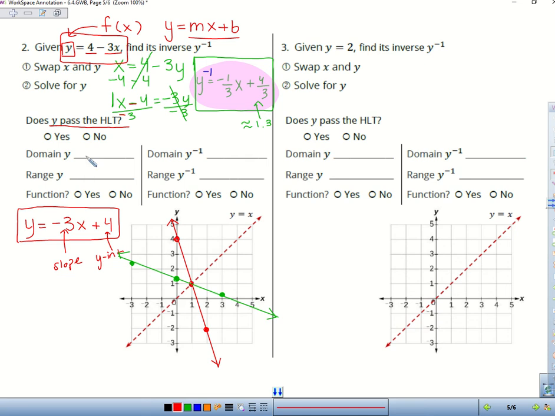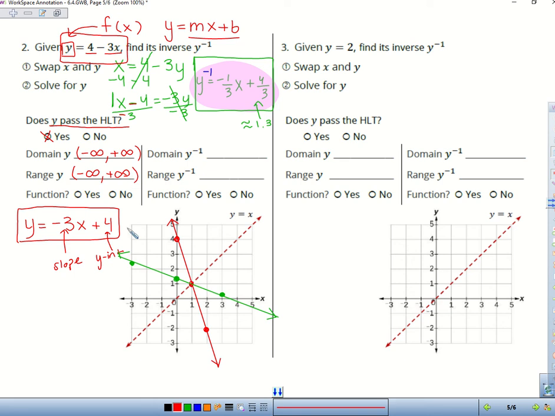Anyone? Does this graph in the red pass the horizontal line test? Yeah, it does, right? It's just a linear function. There's no reason it wouldn't pass the horizontal line test. It's only going to hit one point. And all linear functions have a domain of all real numbers, as well as a range of all real numbers. That's because it goes left forever, right forever, up forever, and down forever, okay?